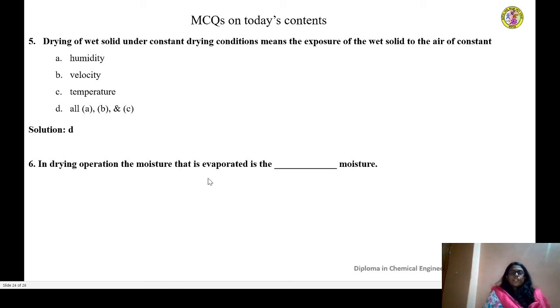In a drying operation, the moisture that is evaporated is the equilibrium moisture, free moisture, bound moisture, or unbound moisture? Think it over and give me the right answer. I hope all of you have guessed the right answer. It is the free moisture that is usually removed in a drying operation.